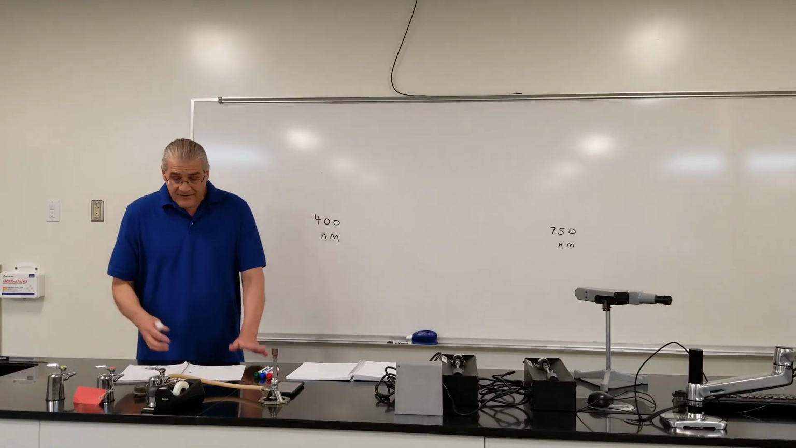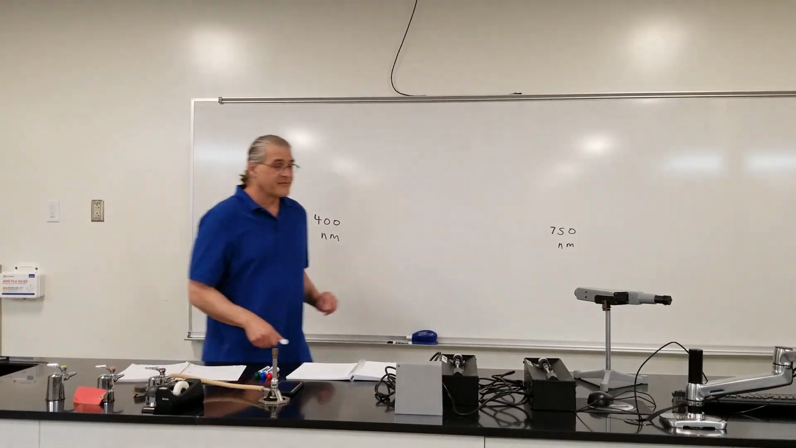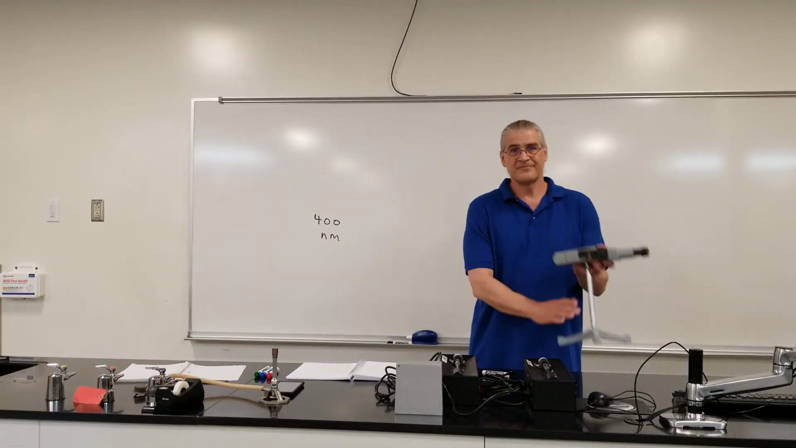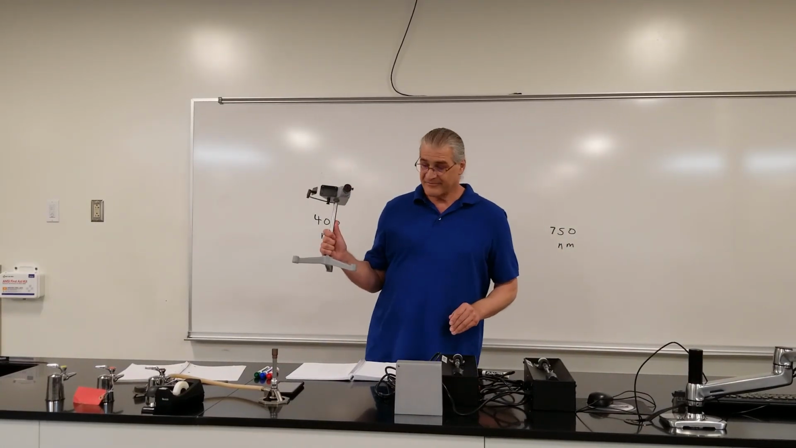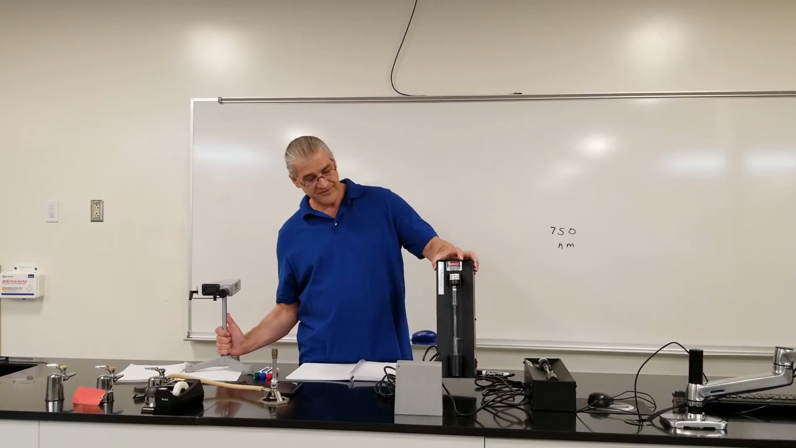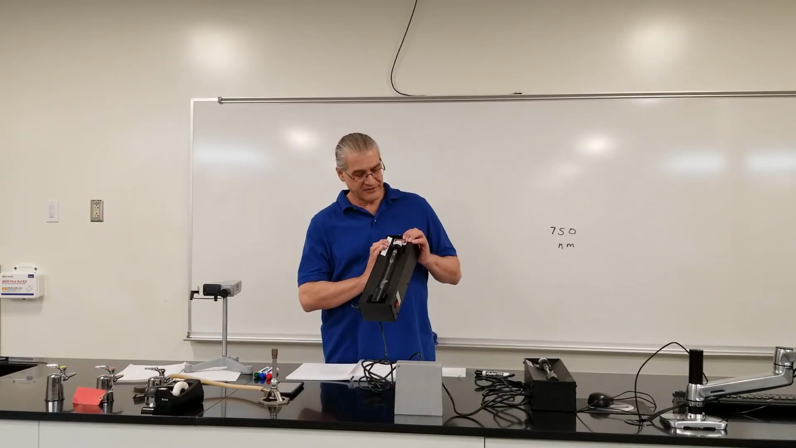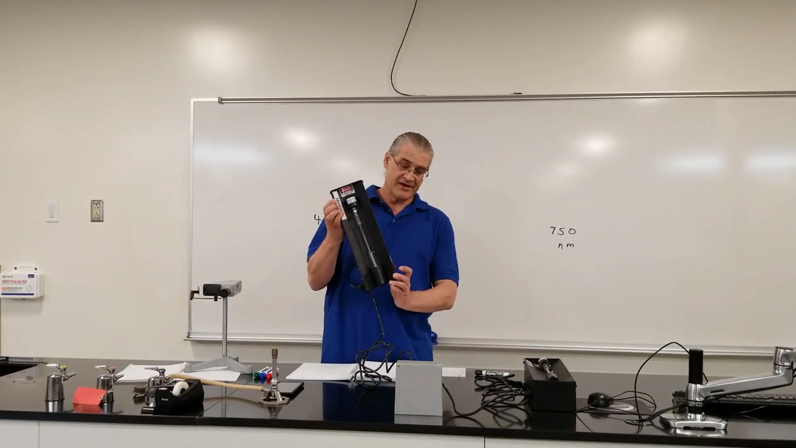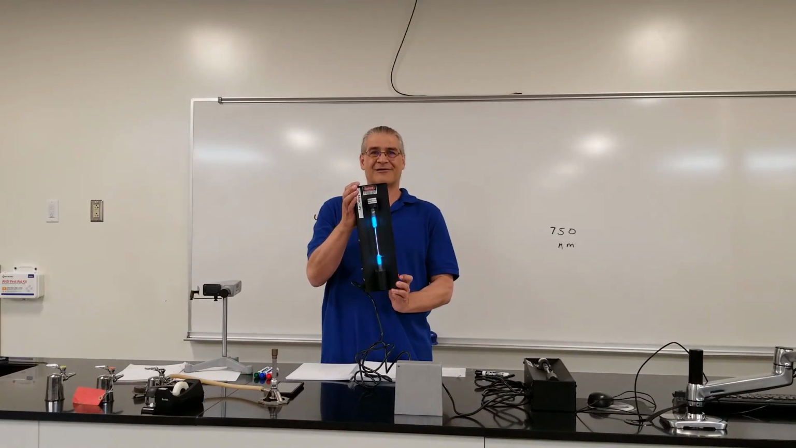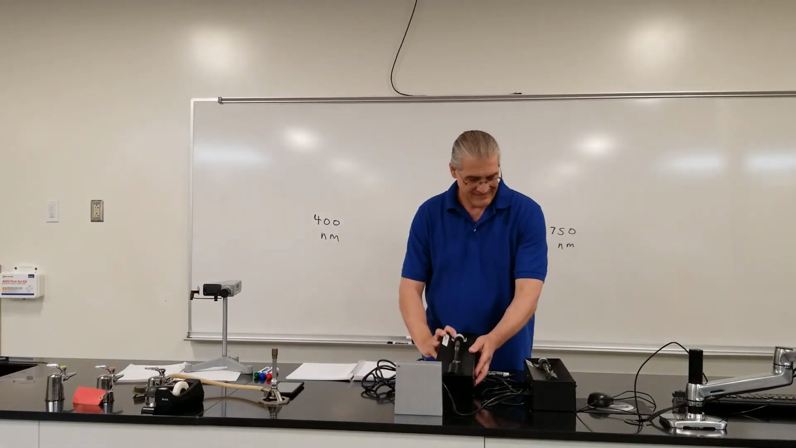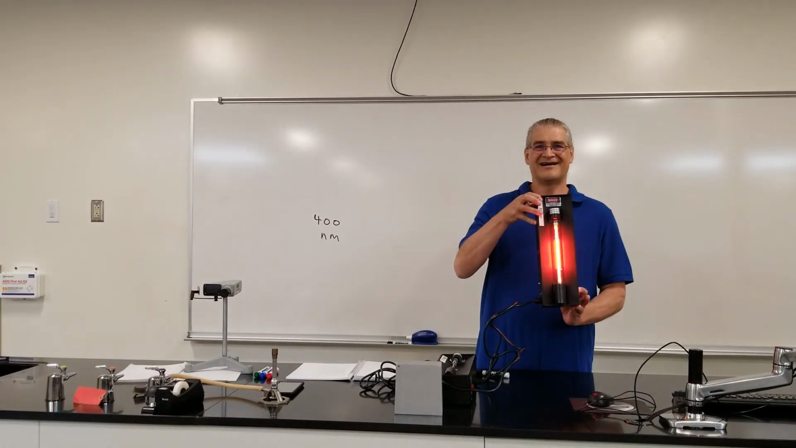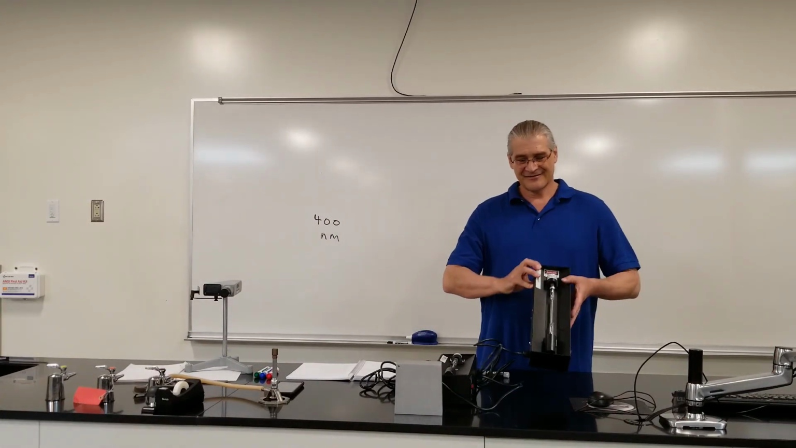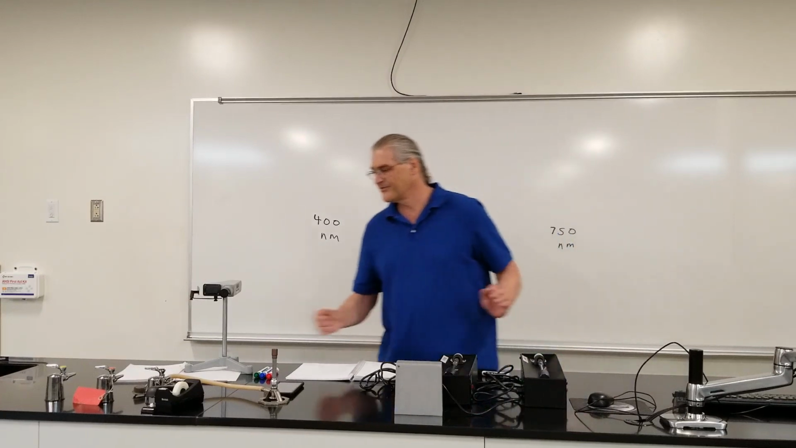Okay, in this experiment you use spectroscopes. Here's a spectroscope. You'll be using spectroscopes to observe line spectra from discharge tubes. These are discharge tubes. This is a tube filled with mercury, and we hit it with voltage and you see how it glows. This one is filled with neon.